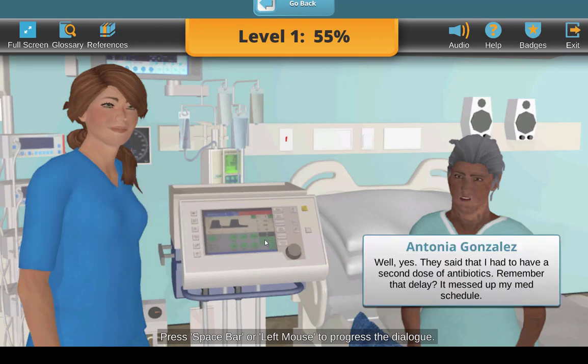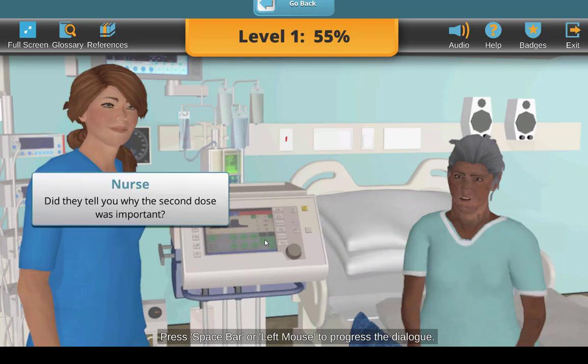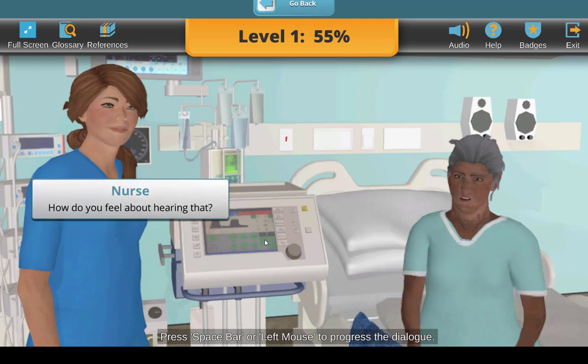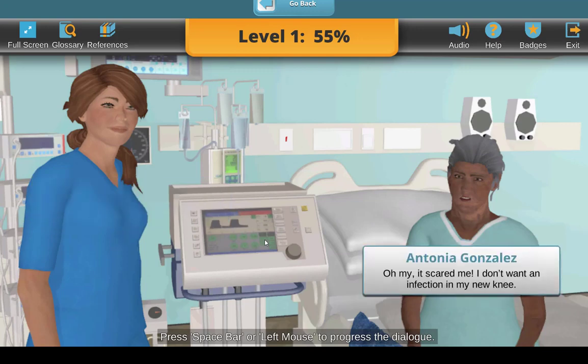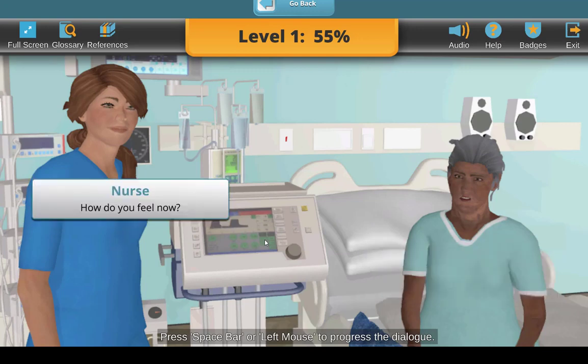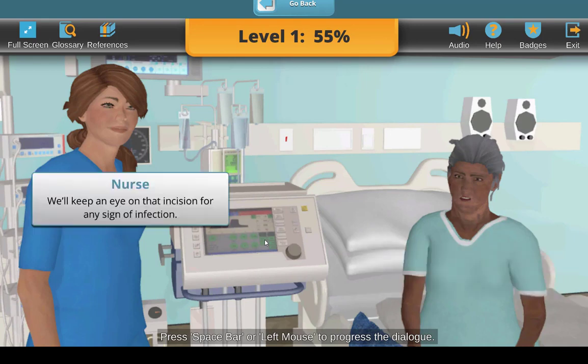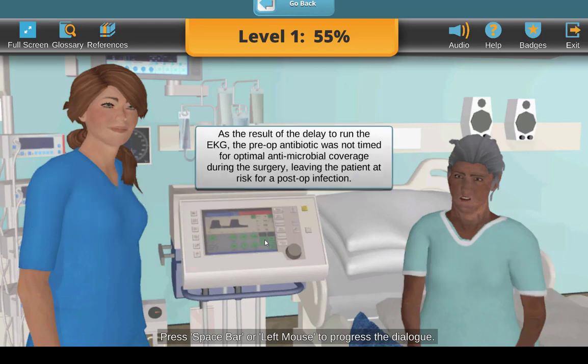Well, I was supposed to have a second dose of antibiotics, but it messed up my medicine schedule. Did they tell you why the second dose was important? Well, they said I could have a post-op infection if it wasn't given on time. How did you feel about hearing that? It scared me. I don't want an infection in my new knee. How do you feel now? I feel okay, but I was nervous going into the surgery. We'll keep an eye on the incision for any sign of infection.